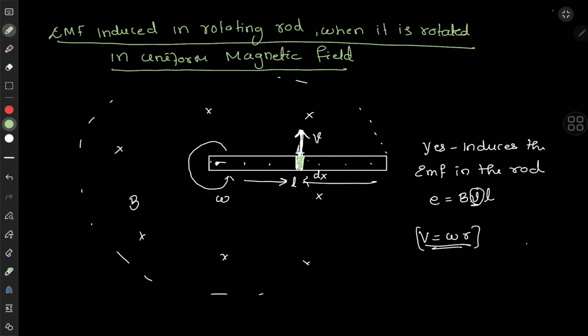That means it will induce some EMF. What is that EMF? We can easily use the palm rule. If you apply the palm rule, the thumb represents the velocity direction, and the remaining fingers represent the magnetic field. Here the magnetic field is in the inward direction and the velocity is represented by the thumb.